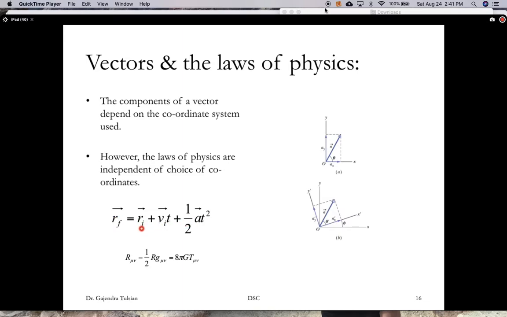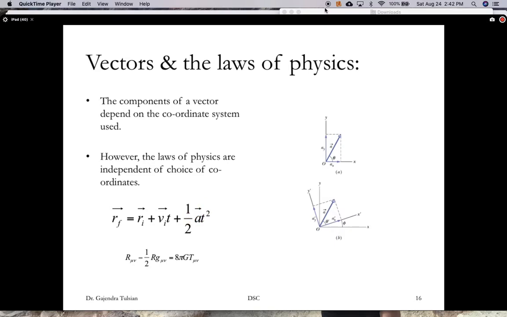So this is a vector, that's a vector. This is a vector times a scalar, which is a vector. This is a scalar times a vector times a scalar, which is a vector. And the sum of three vectors is equal to that vector. And here's another thing we learned from dimensional analysis. This is a position vector, so it has dimensions of length. Okay, so this term has to have dimensions of length. This term has to have dimensions of length. This term has to have dimensions of length.